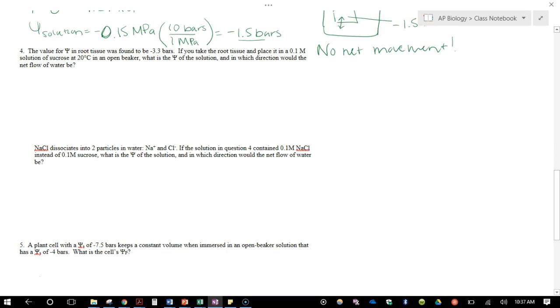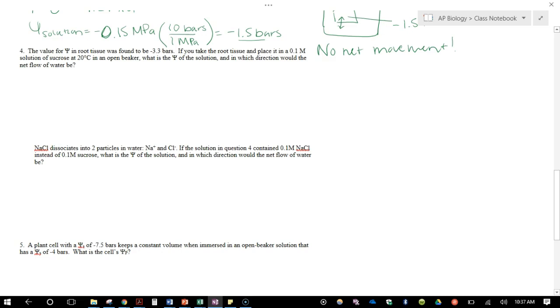Okay, let's look at the next one. The value for water potential in root tissue was found to be negative 3.3 bars. If you take the root tissue and place it in a 0.1 molar solution of sucrose at 20 degrees in an open beaker, what is the water potential of the solution? In which direction do you think that would flow? So let's go through and do this calculation.